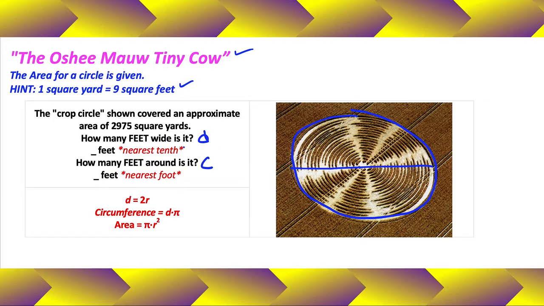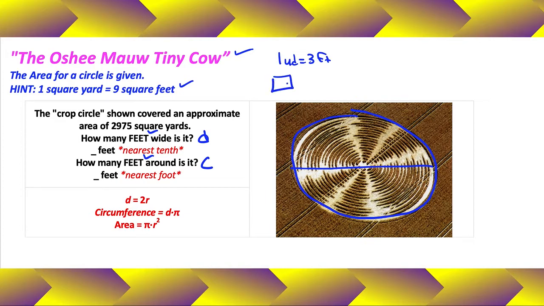Now what's tricky is we have to do a couple of things here. First of all, we have to convert the square yards to square feet, because we want how wide it is in feet, and how far around it is in feet. So we want to convert to feet as soon as possible. Well, 1 square yard is 9 square feet. Some of you are thinking, isn't 1 yard equal to 3 feet? Yes, you are correct, but that's one-dimensional.